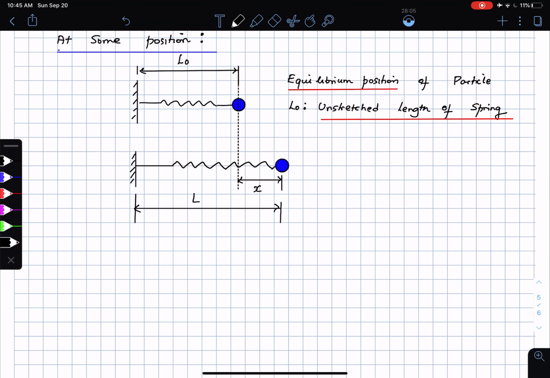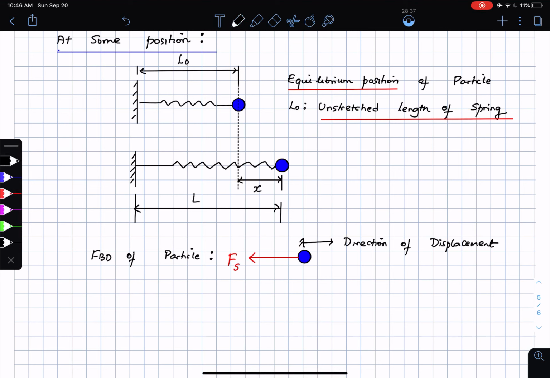So what am I going to do with this? I draw the free body diagram of the particle. Look at that. If I draw the free body diagram of the particle, the direction of the displacement of the particle is this way. So this is the direction of displacement. But then what is the spring trying to do? The spring is trying to pull the particle back to its equilibrium position, right? So this is the direction of the spring force.